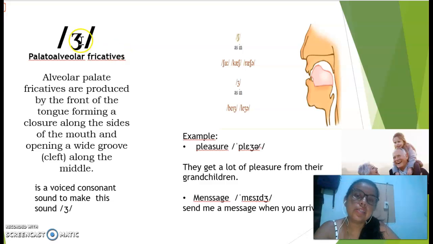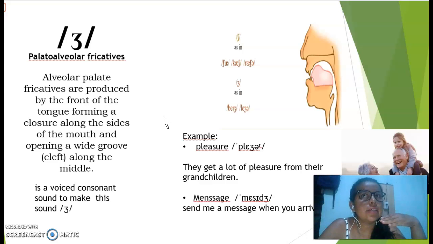The first symbol is this, the palato-alveolar fricative. Yes? Palato-alveolar fricatives are produced by the front of the tongue, forming a closure along the sides of the mouth and opening a wide groove along the middle. Yes, this word. This is a voiced consonant sound. To make this sound, practice this sound.